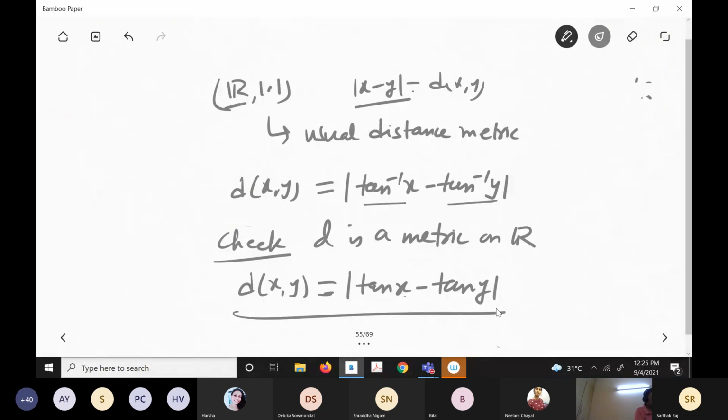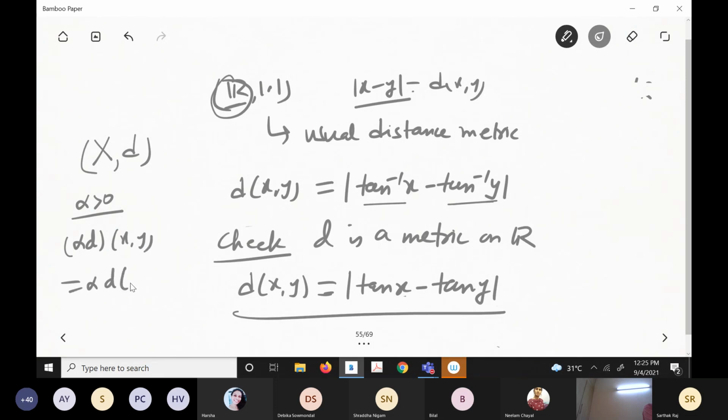Okay, now not only that, here you are getting other metrics also on the same set X. So that's why just saying this is a metric doesn't make sense. You'll have to tell me what metric you are considering. In fact, if you have a metric D, take alpha greater than 0, a real number. Then alpha D is also a metric. How will you define alpha D? Just multiply D by alpha. Alpha you are picking up and keeping fixed. Alpha strictly positive, so it doesn't make everything 0.